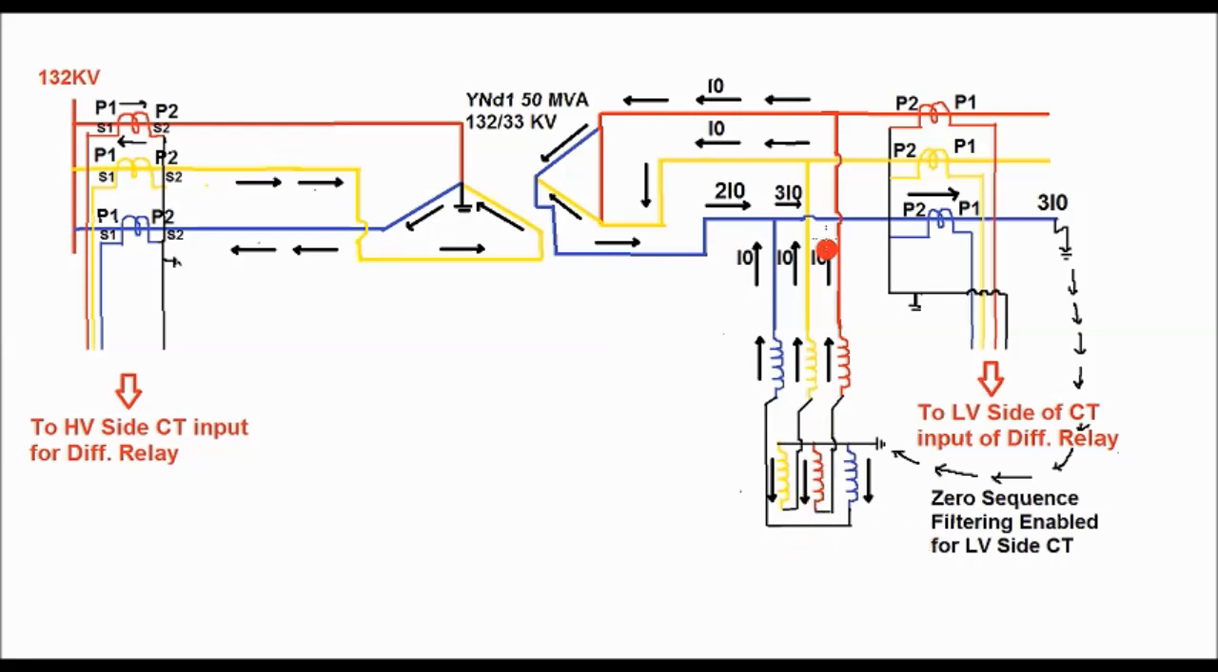And that is why, if the earthing transformer is connected within the zone of the differential relay, or there is a dedicated earthing transformer, then zero sequence filtering shall be enabled for the LV side setting.